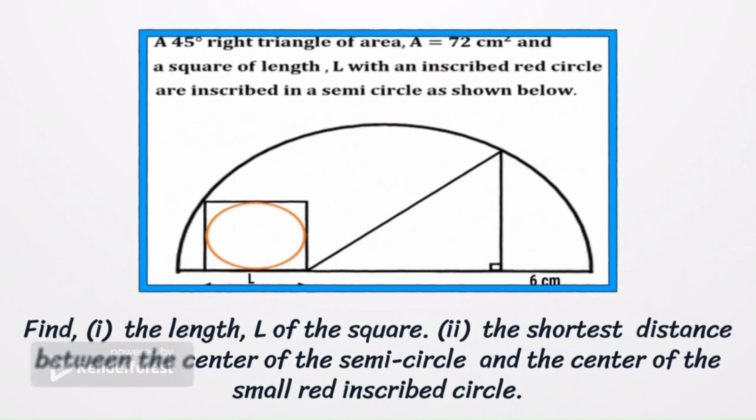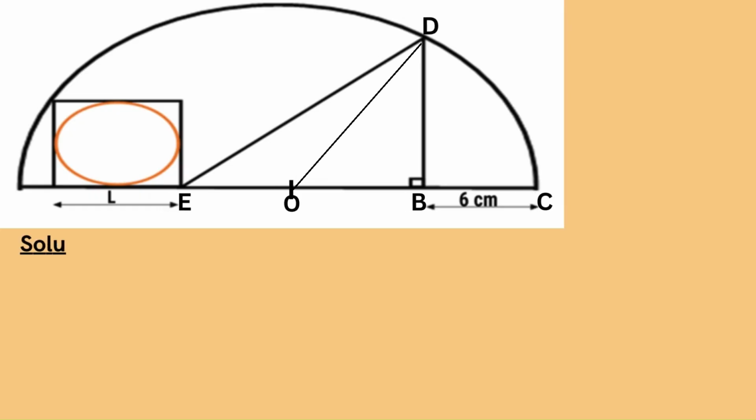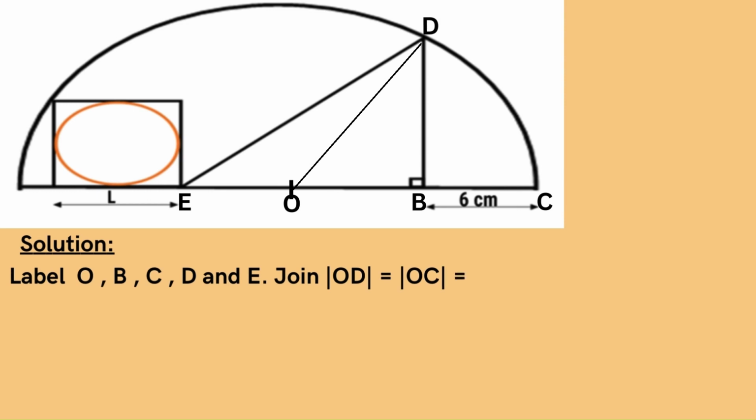Use the figure above to find the length L of the square and the required shortest distance. Let us solve them. Label O, B, C, D and E. Join O, D. OD equals OC equals the radius of the semicircle. OB equals 6 subtracted from R.